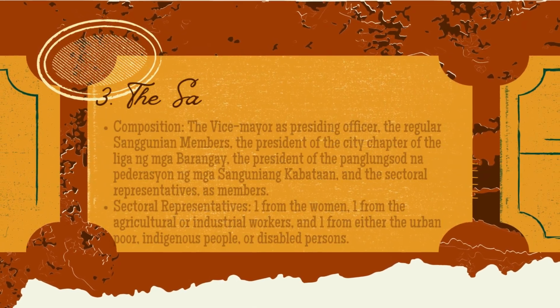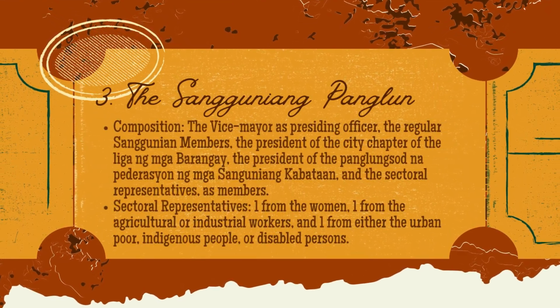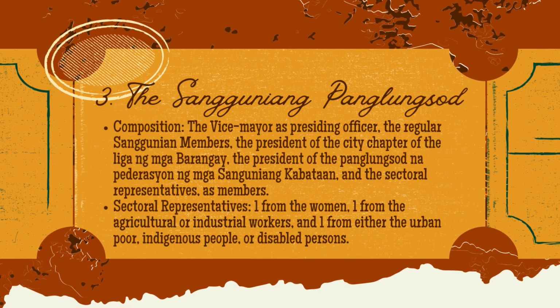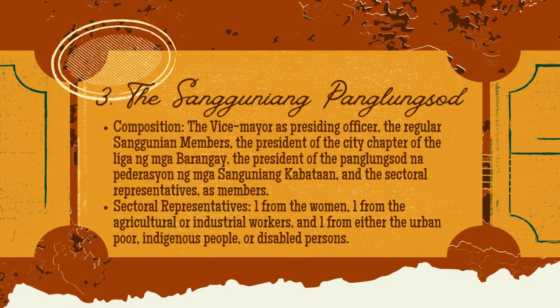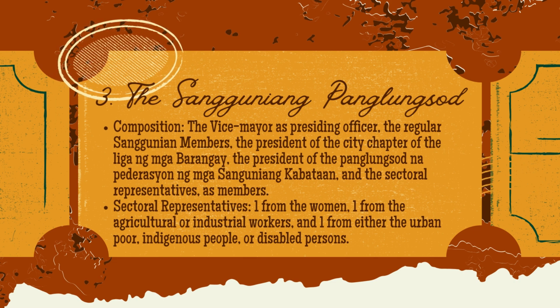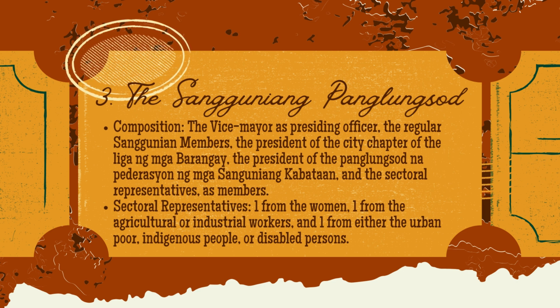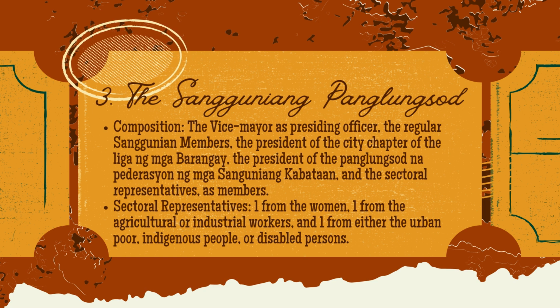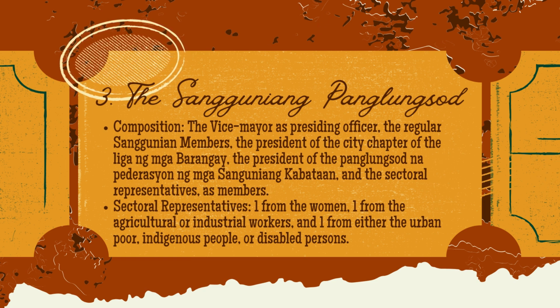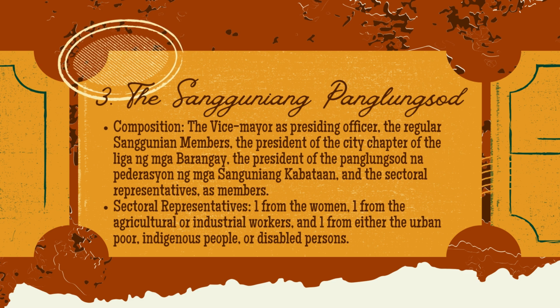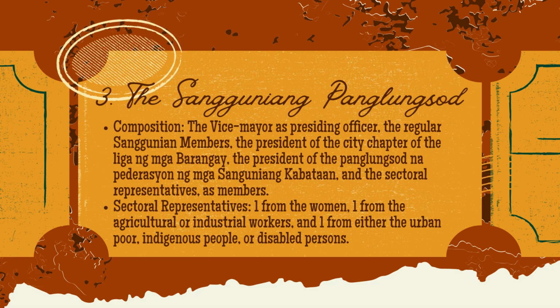3. The Sangguniang Panlungsod composition. The vice mayor is the presiding officer. The regular Sangguniang members. The president of the city chapter of the Liga ng mga Barangay. The president of the Panlungsod na Pederasyon ng mga Sangguniang Kabataan. And the sectoral representatives as members: 1 from the women, 1 from the agricultural or industrial workers, and 1 from either the urban poor, indigenous people, or disabled persons.